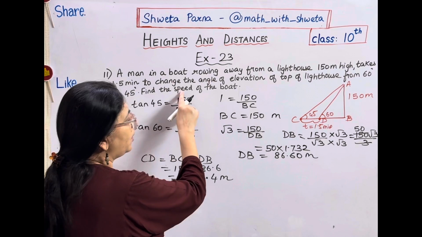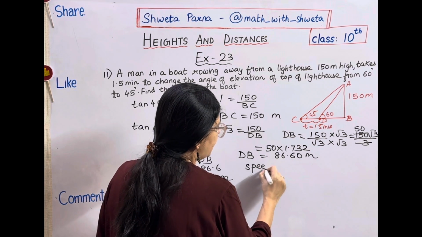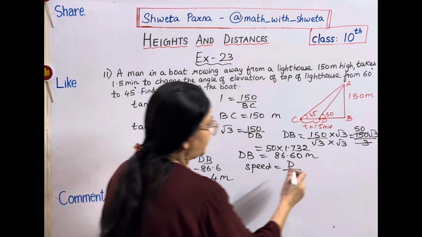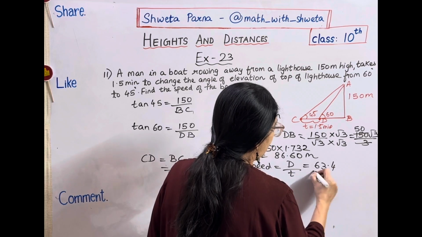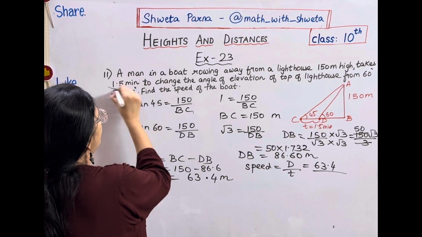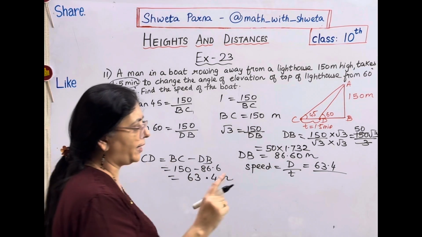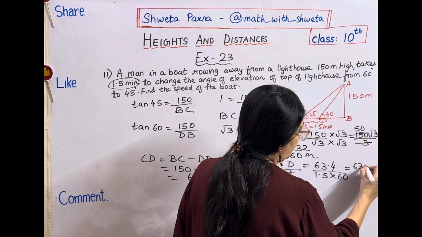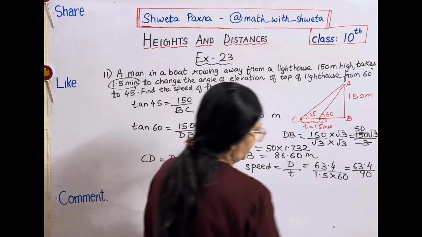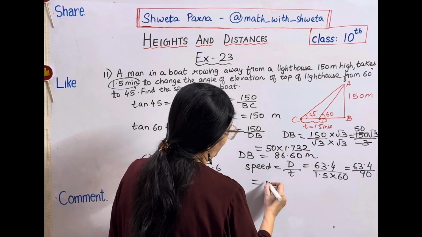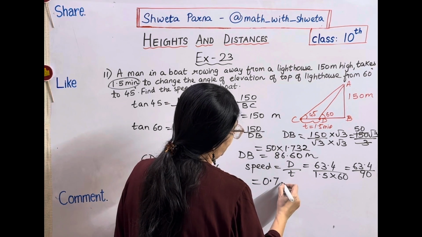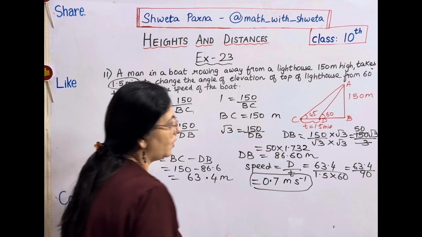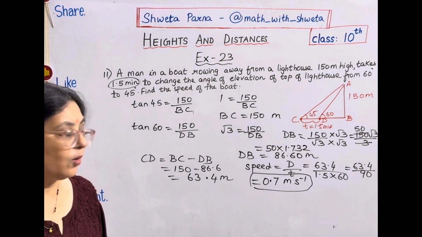Now you have to find speed. So how do you find speed? Speed is distance upon time. Correct? Now distance is given in meter, which is 63.4 meter. Time is given in minutes, so you will have to convert this to seconds. So it is 1.5 into 60. So this is 63.4 divided by 90. When you divide it, you will get approximate value as 0.7 meter per second. This would be your speed. 0.7 meter per second.